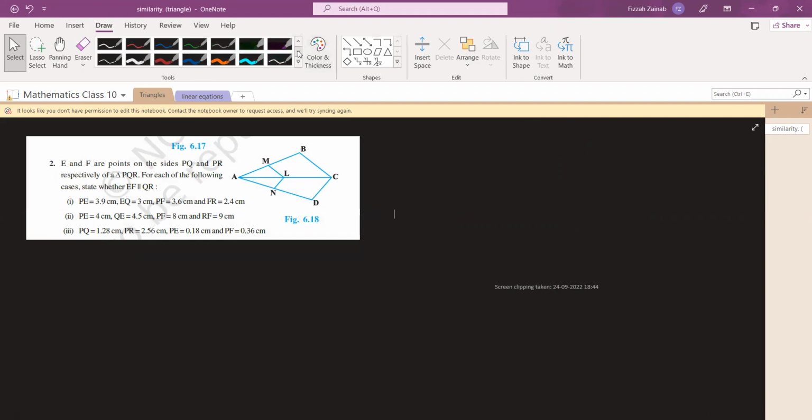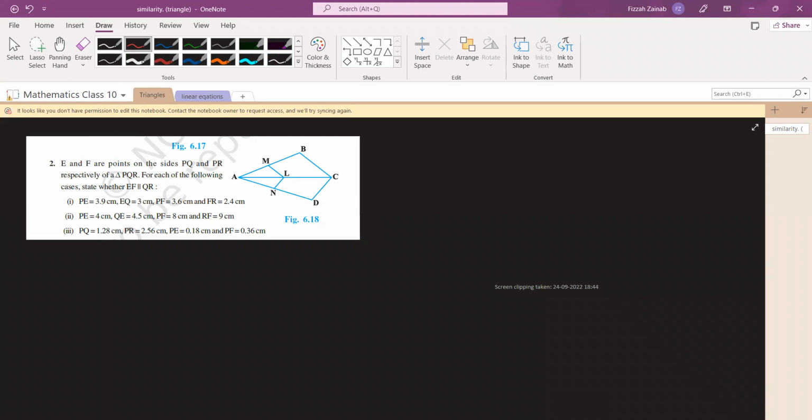Right, here is your question number 2. Now what does it say? So E and F are points on the side. Oh, I think I have used the wrong figure. There's no E and F here, right? So we have to draw the figure, I think.